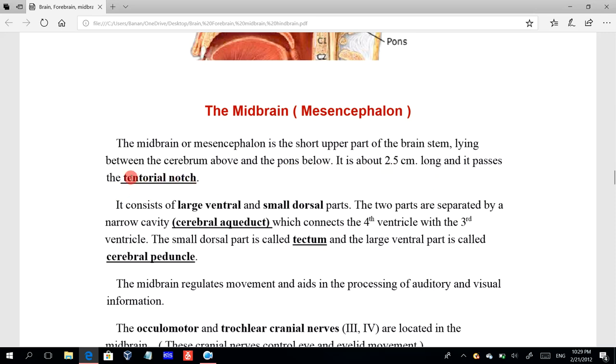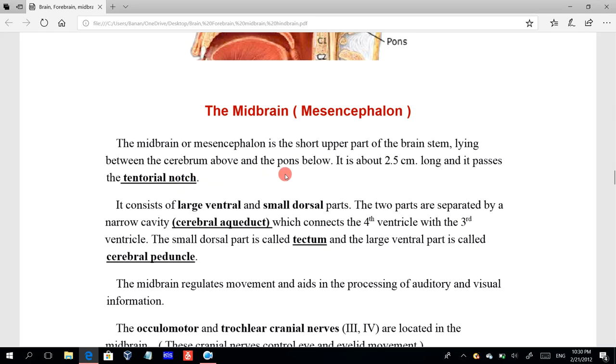The tentorial notch, if you remember when we talked about the meninges of the brain, we said that the roof of the posterior cranial fossa is formed by a membranous extension of the dura mater that separates the cerebrum from the cerebellum. So this tentorium cerebelli, in the midline of its anterior free border, we have a notch which is called the tentorial notch. This tentorial notch allows the passage of the midbrain to attach to its lower structure, which is the pons.